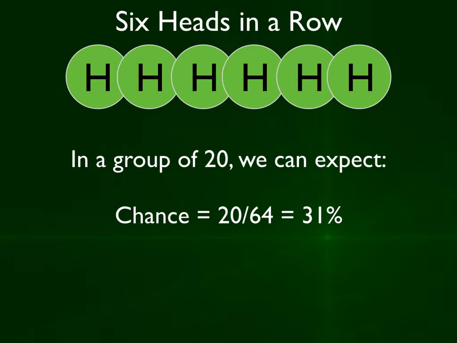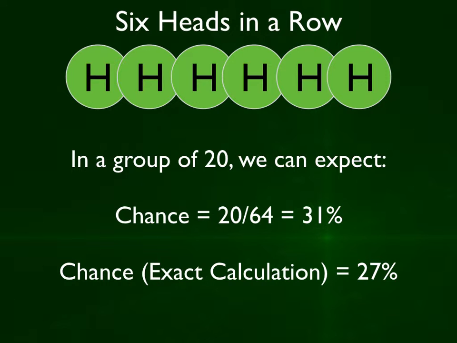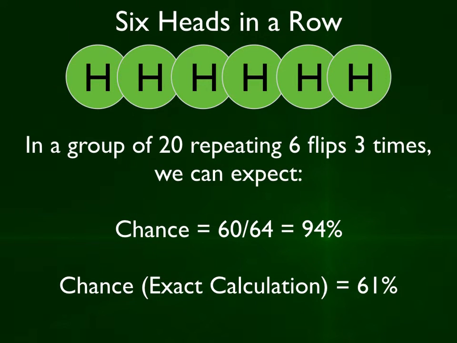In a group of 20 people flipping 6 times each, we then predict that about 1/3 of the time, at least one person will find 6 heads in a row. Now we're talking about a serious chance of this happening. And an exact calculation gives a similar answer. A group of 20 would find 6 heads in a row about 1/4 of the time. If the group of 20 repeats 6 flips 3 times, our simple estimate and an exact calculation both predict the group is more likely than not to find 6 heads in a row. So to answer our question, you shouldn't expect a group of 20 to have to flip more than about 18 flips per person before someone finds 6 heads in a row.